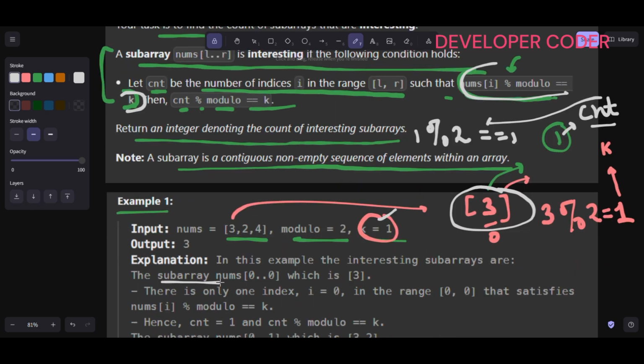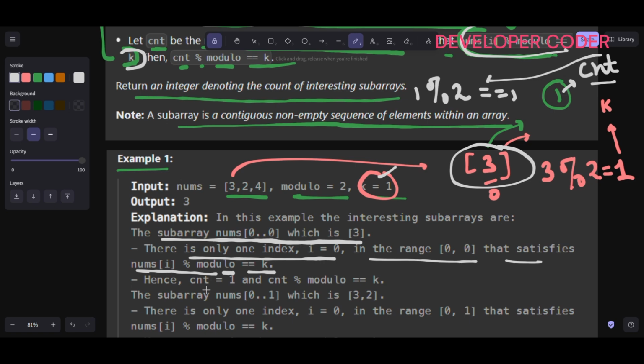So subarray nums[0..0], which is 3. There is only one index, that is i equal to 0 in the range 0 to 0, that satisfies nums[i] mod modulo equal to k. So hence count is equal to 1 and count mod modulo is also equal to k. This is one valid.